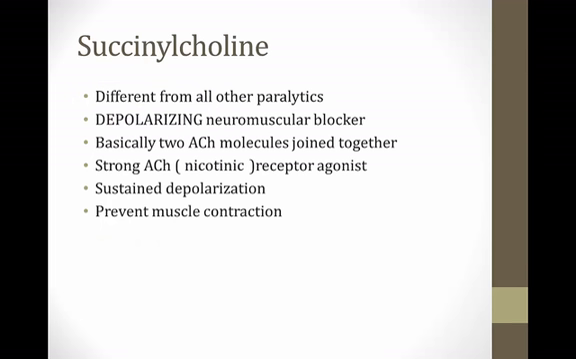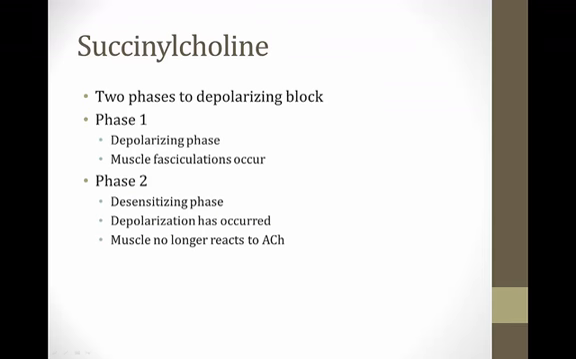So succinylcholine is in a class by itself. It's different from all the other paralytics, and that's because it is a depolarizing neuromuscular blocker. All the other paralytic agents block depolarization of muscle cells. Succinylcholine actually causes depolarization of muscle tissue. It's basically two acetylcholine molecules stuck together, and it's a very strong nicotinic receptor agonist. So it will cause sustained depolarization of the muscle, and over time this will prevent muscle contraction so that you get paralysis. The way succinylcholine works is that it causes two phases of so-called depolarizing block.